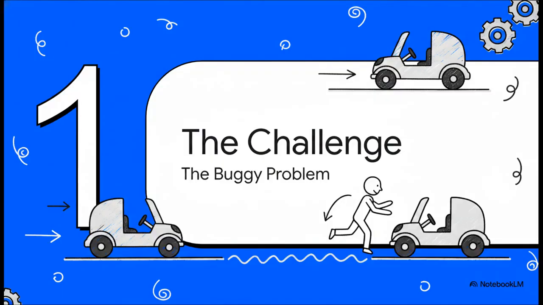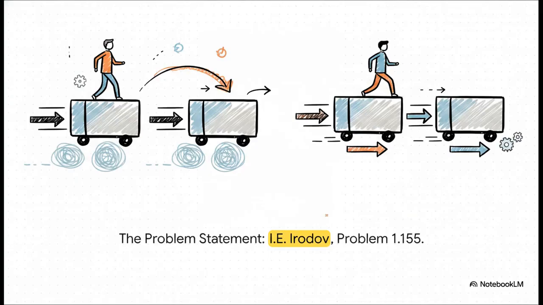Okay, so let's introduce the challenge for today, the famous buggy problem. And here it is, problem 1155, straight out of Irodov. Let's read it real quick. Two identical buggies move one after the other due to inertia, with the same velocity v0. A man of mass m rides the rear buggy. At a certain moment, the man jumps into the front buggy with a velocity u relative to his buggy. Find the velocities with which the buggies will move after that. So our mission is to figure out how fast each of those buggies is going after the man does his jump.